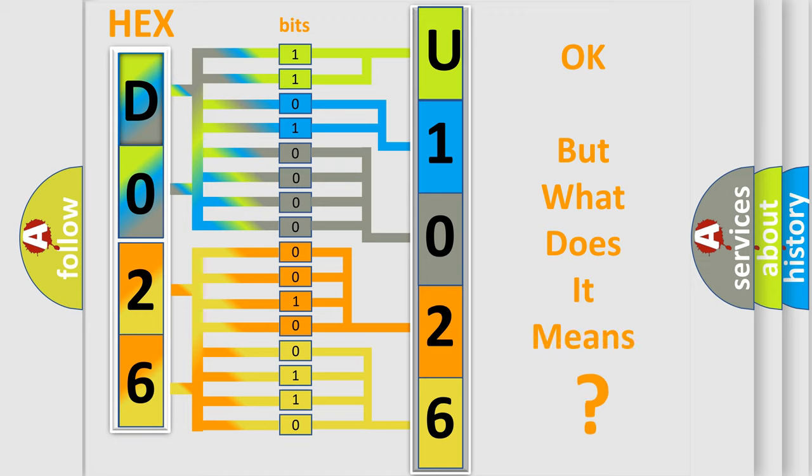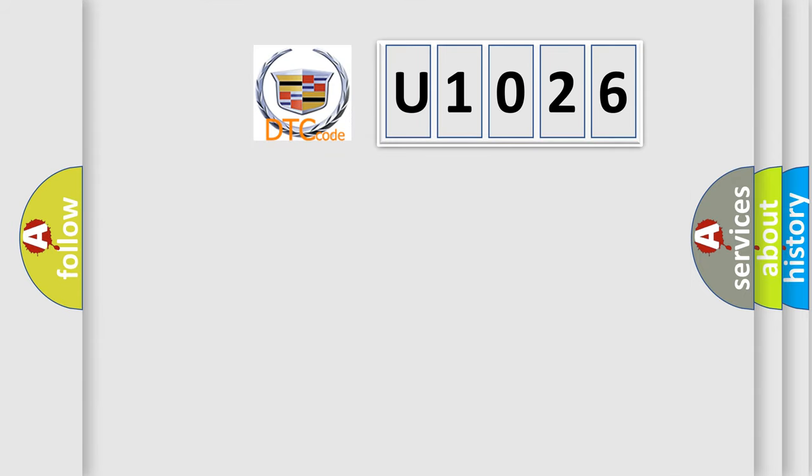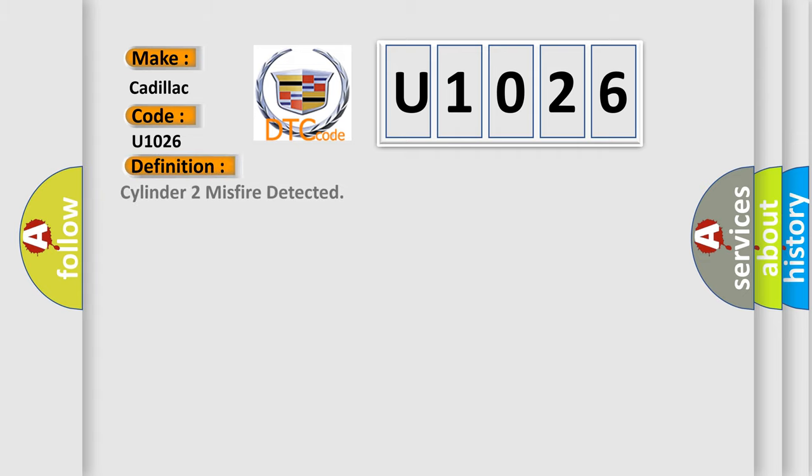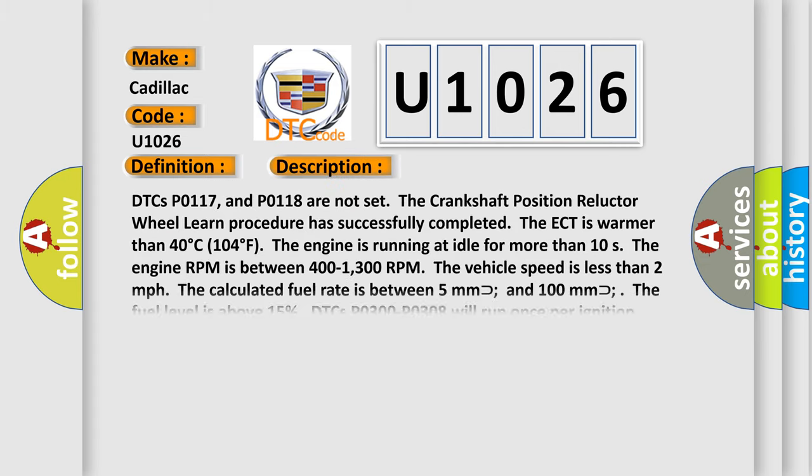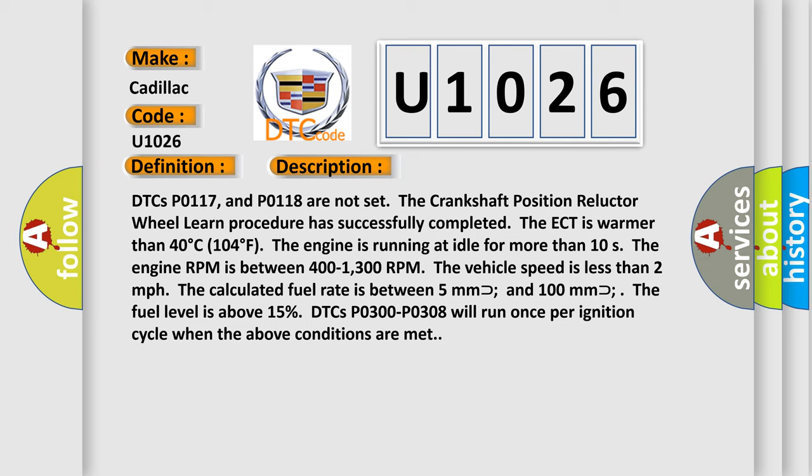The number itself does not make sense to us if we cannot assign information about what it actually expresses. So, what does the Diagnostic Trouble Code U1026 interpret specifically for Cadillac vehicles? The basic definition is cylinder 2 misfire detected. And now this is a short description of this DTC code.